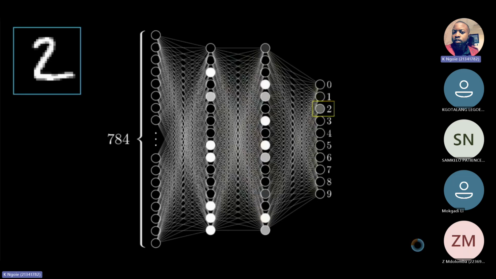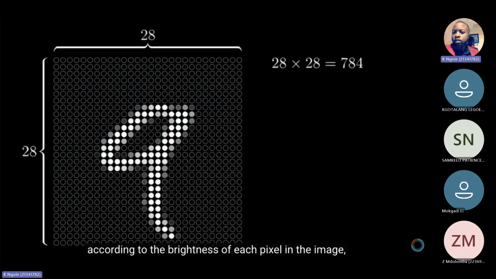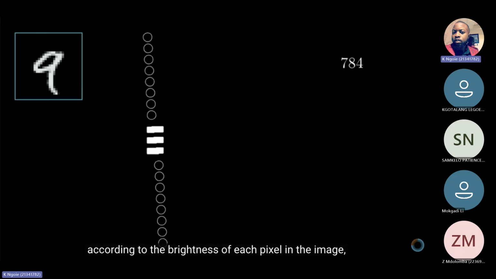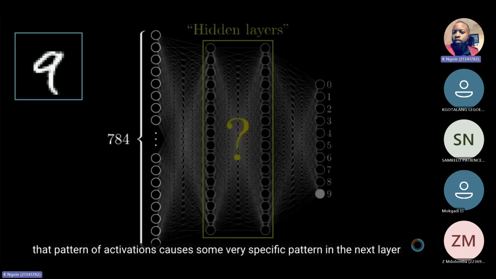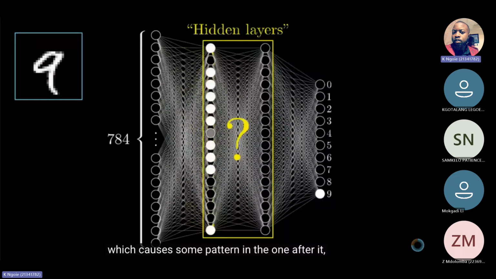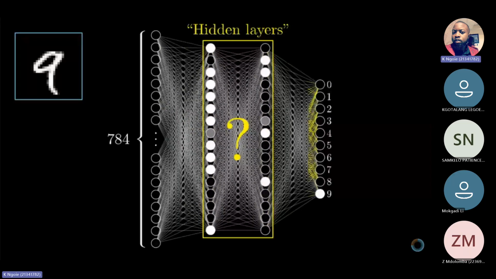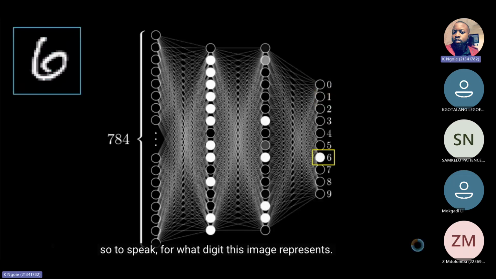It means if you feed it an image, lighting up all 784 neurons of the input layer according to the brightness of each pixel in the image, that pattern of activations causes some very specific pattern in the next layer, which causes some pattern in the one after it, which finally gives some pattern in the output layer. And the brightest neuron of that output layer is the network's choice, so to speak, for what digit this image represents.